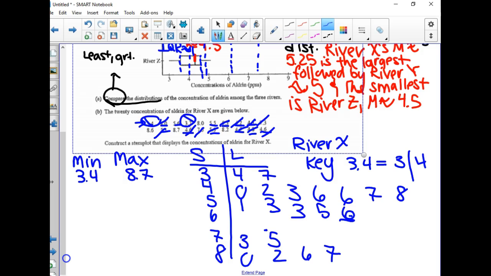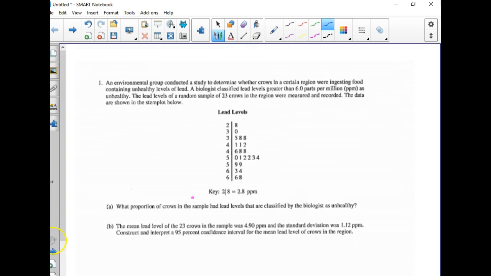I want to go to number 1 on the first page where you see the lead levels. Okay, so number 1 has a distribution here of a stem and leaf plot or a stem plot. One thing I want you to notice right away, just as a side note, is what do you notice about those stems? There's repeats, right? Do you remember what that's called when it's repeats? These are split stems.